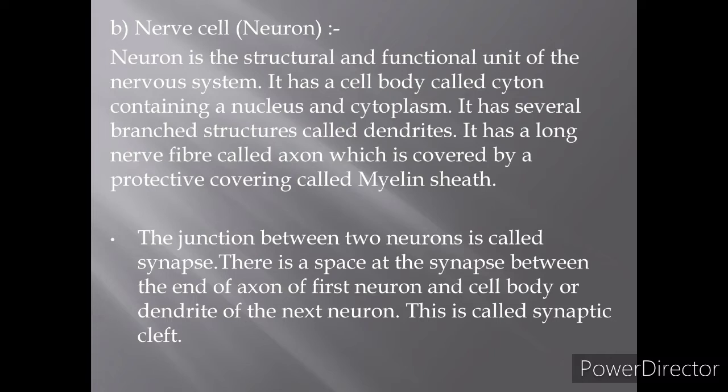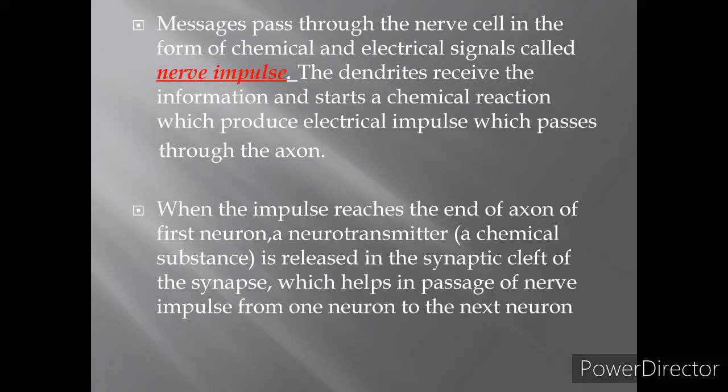The junction between two neurons is called a synapse. There is a space at the synapse between the end of the axon of the first neuron and the cell body of the next, and this is called the synaptic cleft. It is actually connected from one neuron to another so that it can pass messages or impulses. The messages pass through the nerve cell in the form of chemicals, but they are converted into electrical signals, which is what we call the nerve impulse.